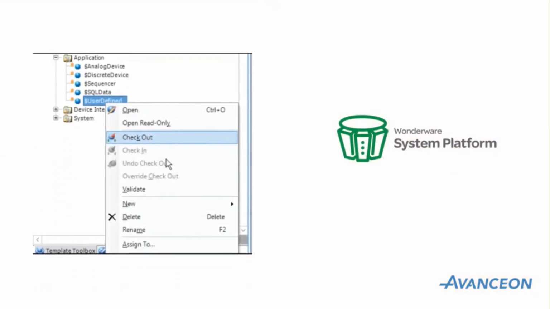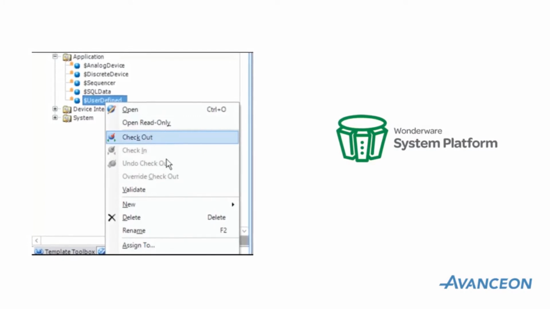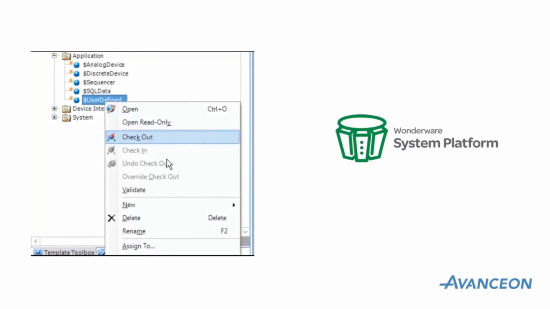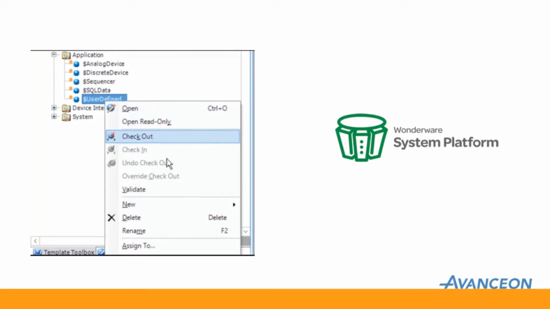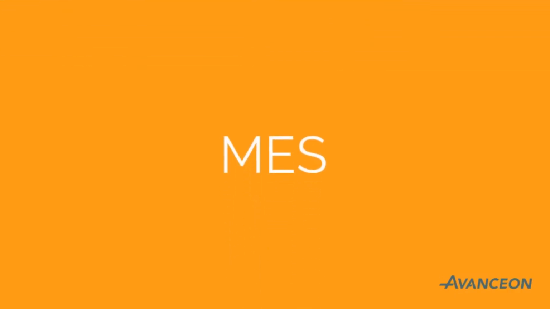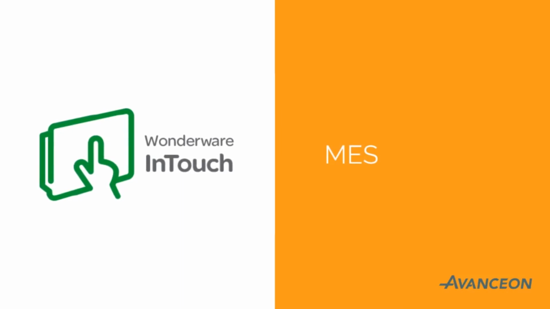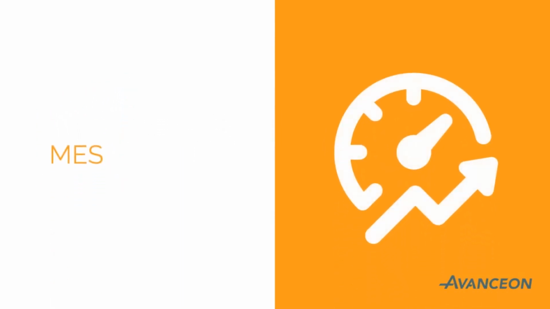Wonderware's System Platform's object-oriented nature allowed for easy development and rollout to additional lines and plants. Some of the key components that make up the MES system include InTouch. An InTouch application was developed for the operators to use. Key performance indicators, such as OEE, PEE, quality, and utilization, are calculated using production data.